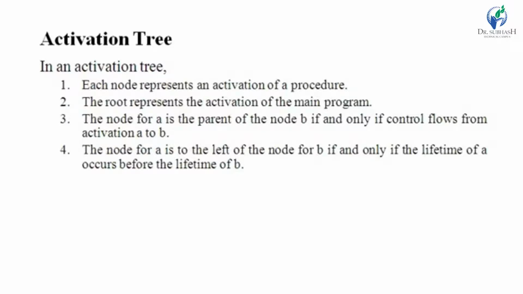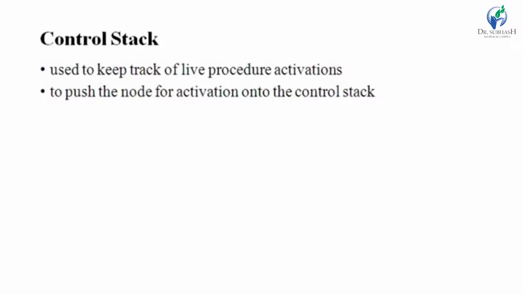So in your activation tree, control enters and leaves from the activations. Next is control stack. Control stack is used to keep track of live procedure activations. The idea is to push the node for an activation onto the control stack as the activation begins and to pop the node when the activation ends.